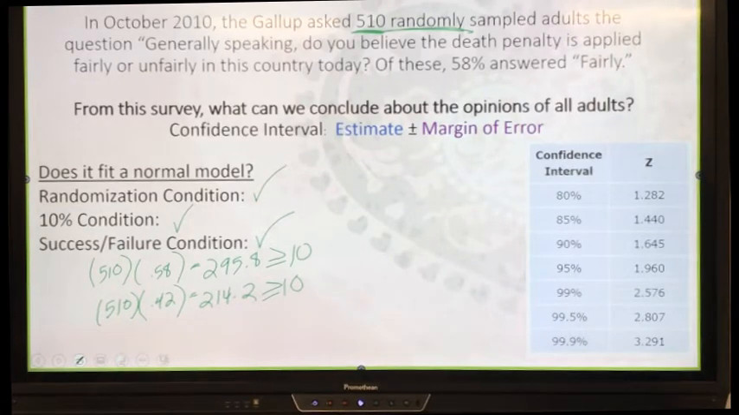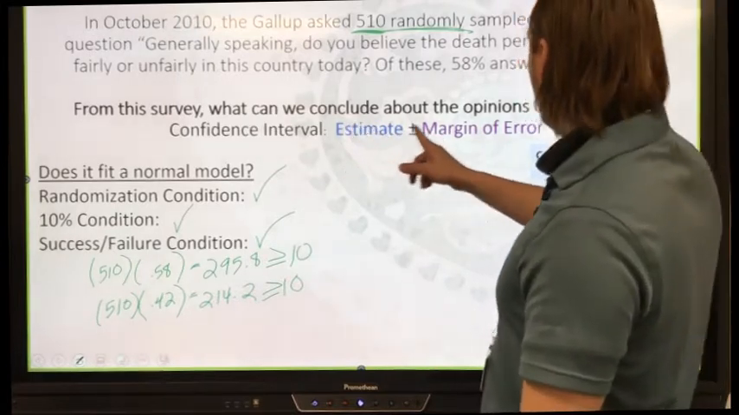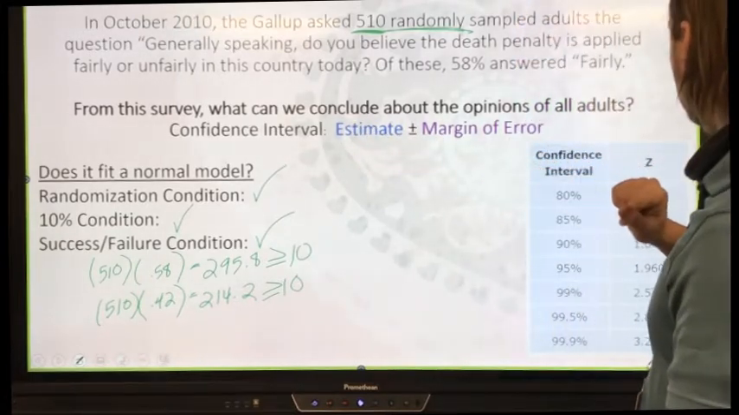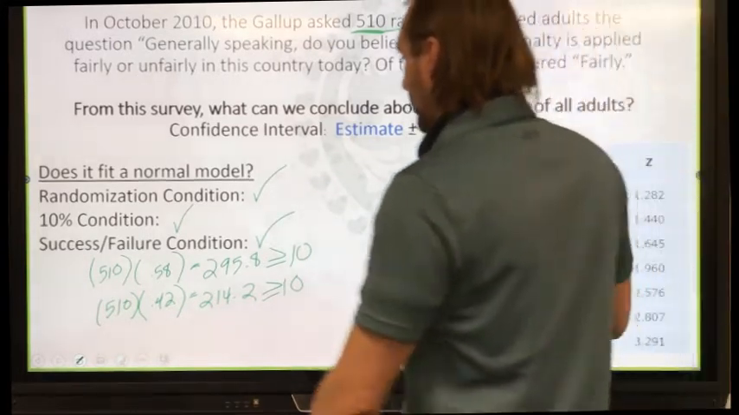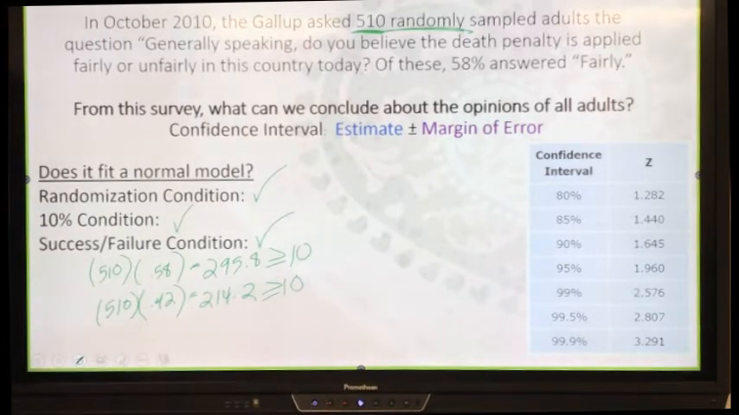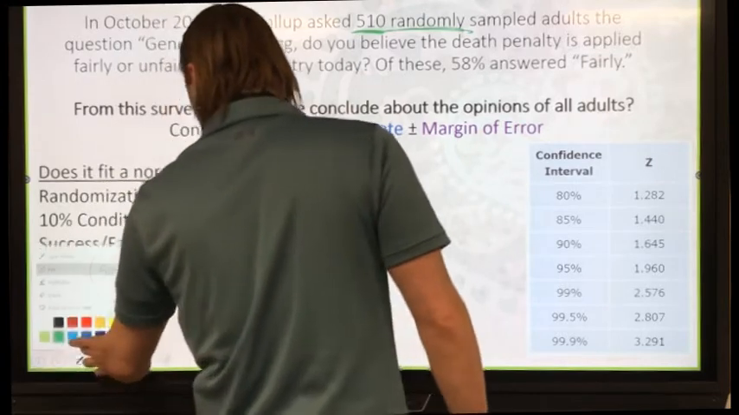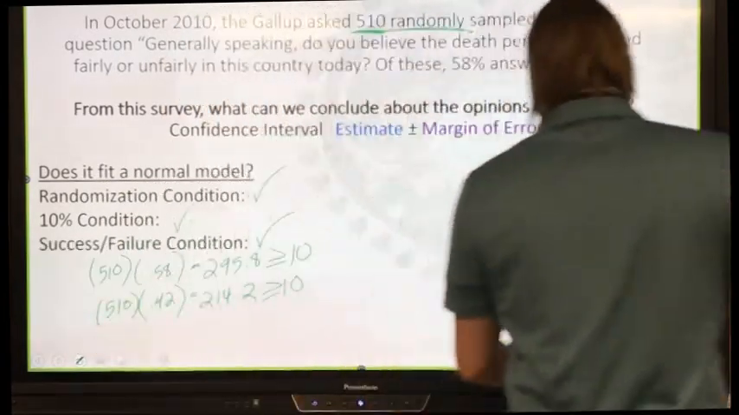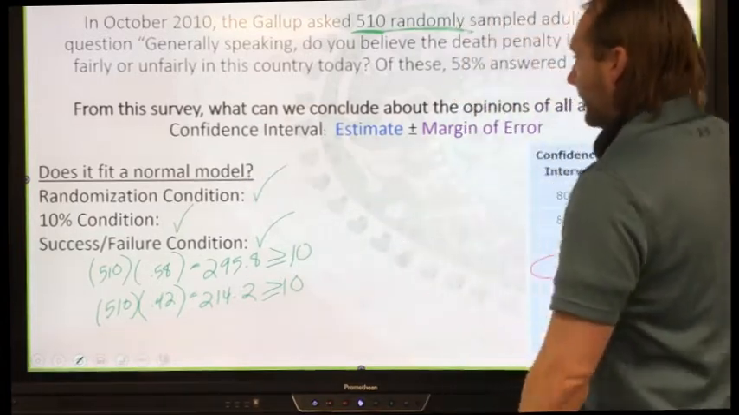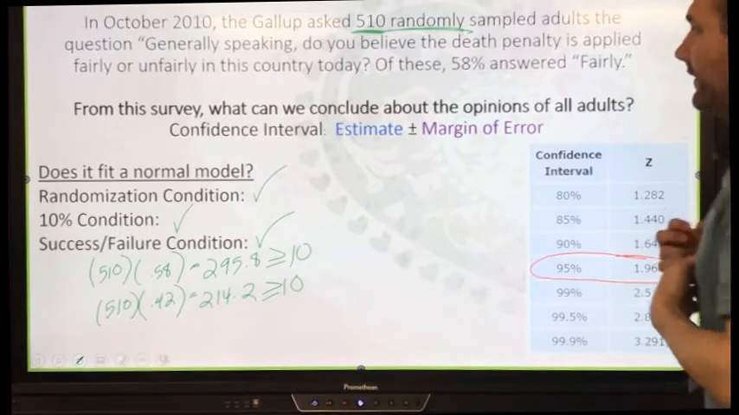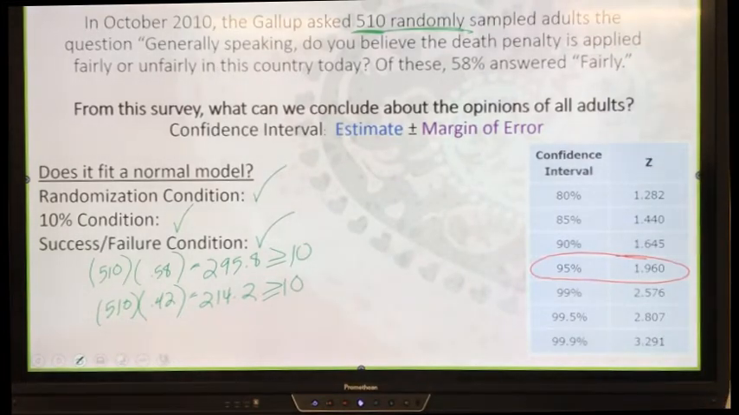Now, let's see. Does it give us a confidence level we want to use? No? Okay. Let's use 95%. So I want a confidence level of 95%. So let's find our confidence interval. So my estimate, what do we think our estimate is going to be here? What do we want to use as our estimate?